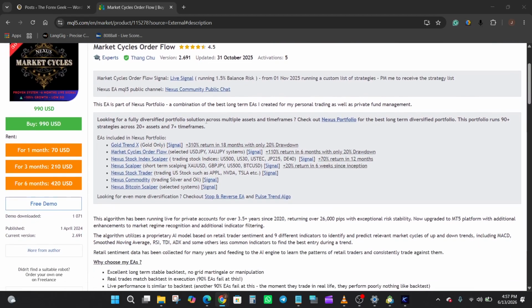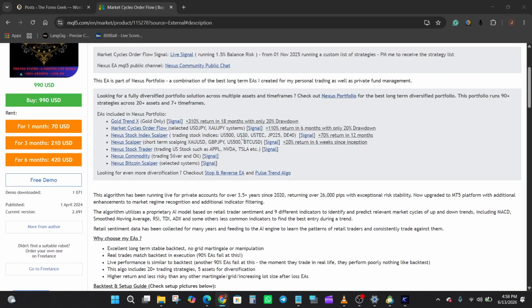Now, as I scroll through the description, the developer explains that this EA is part of the larger Nexus portfolio, which combines multiple automated trading systems across different assets and time frames. The developer also states that this particular algorithm has been running on private accounts since 2020 and has recently been upgraded for the MT5 platform with additional enhancements related to market regime recognition and indicator filtering. The description provides some insight into how the system operates.